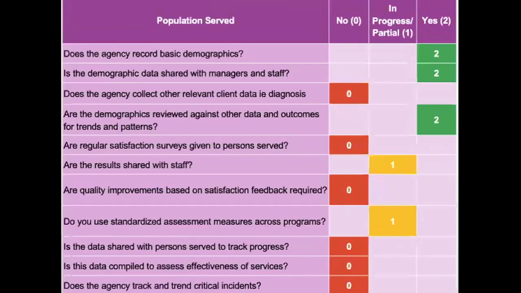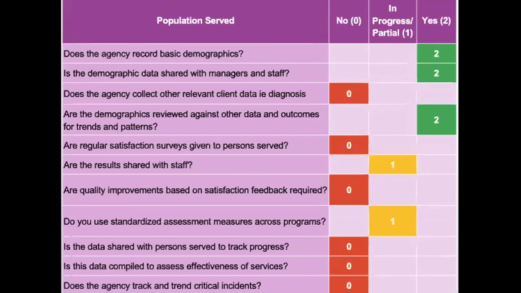The same for quality. Have you decided as an agency what it is that you want quality standards to be? And then we look at population served. We're not just looking at the client, the way that clients receive services and how they're affected, but we're also looking at the population that you're providing services to in general.